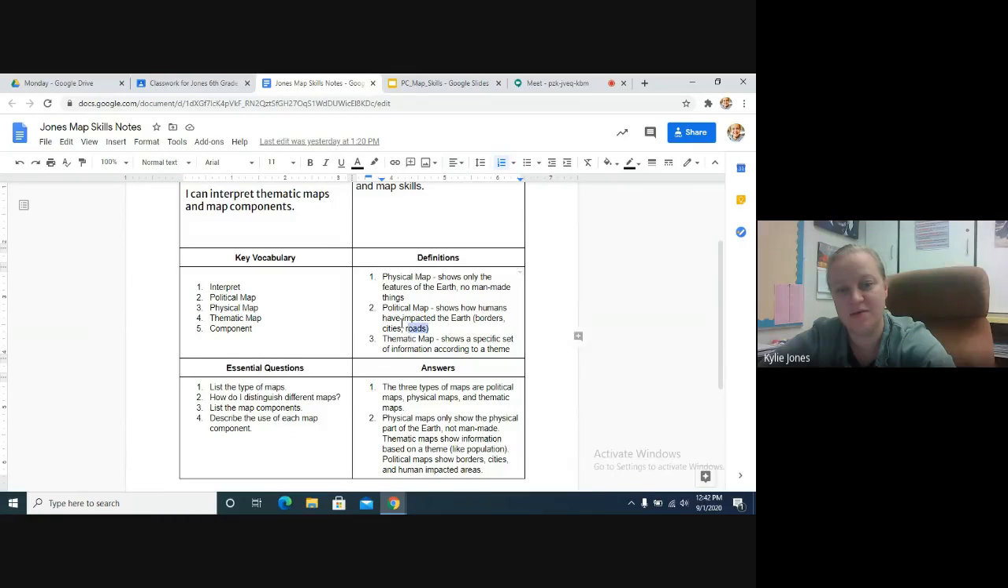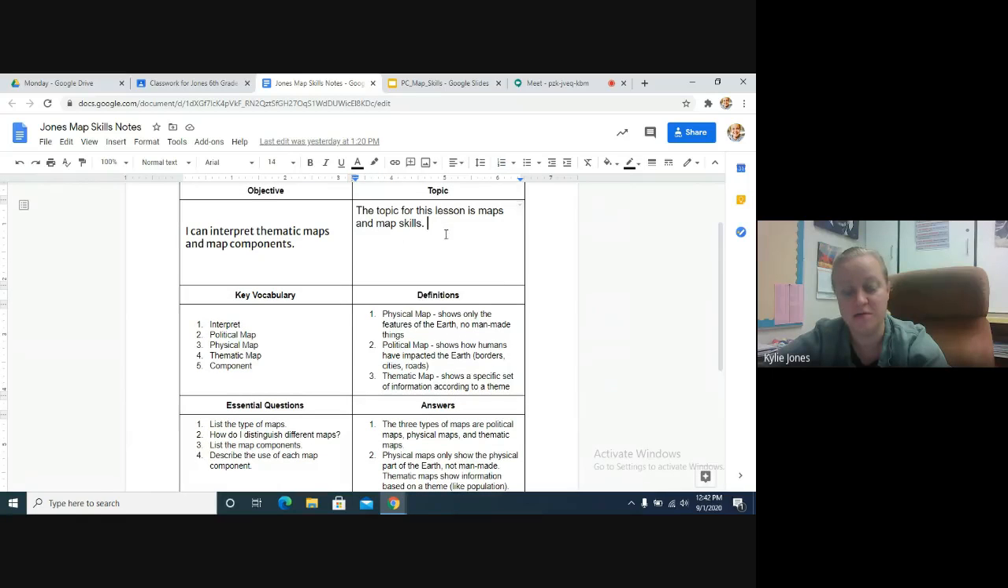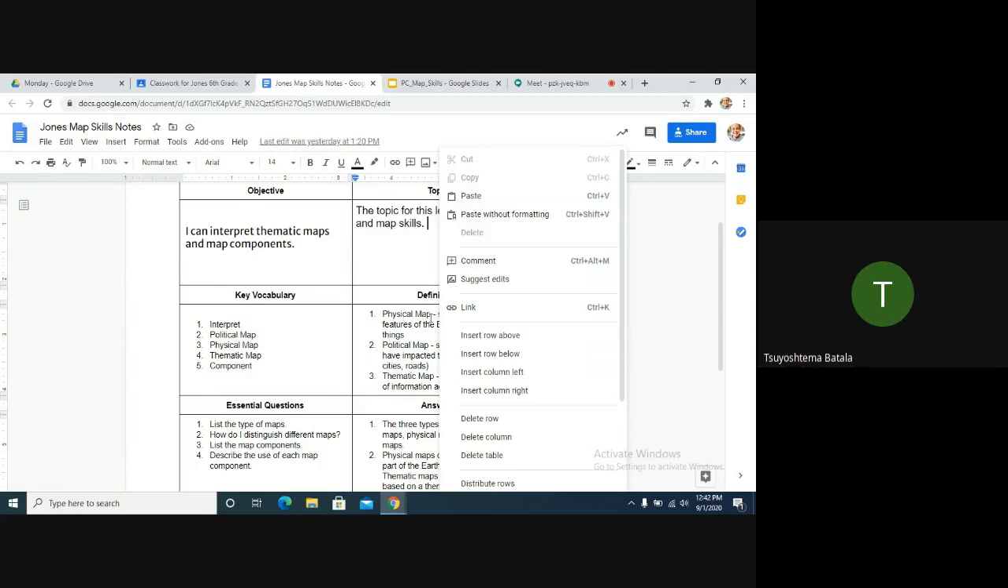To copy and paste, you highlight it, and then you do Control C on your keyboard to copy, or you can right click and click copy, and then you click where you want it to be, and then you either hit Control V on your keyboard, or you right click and hit paste. Okay.